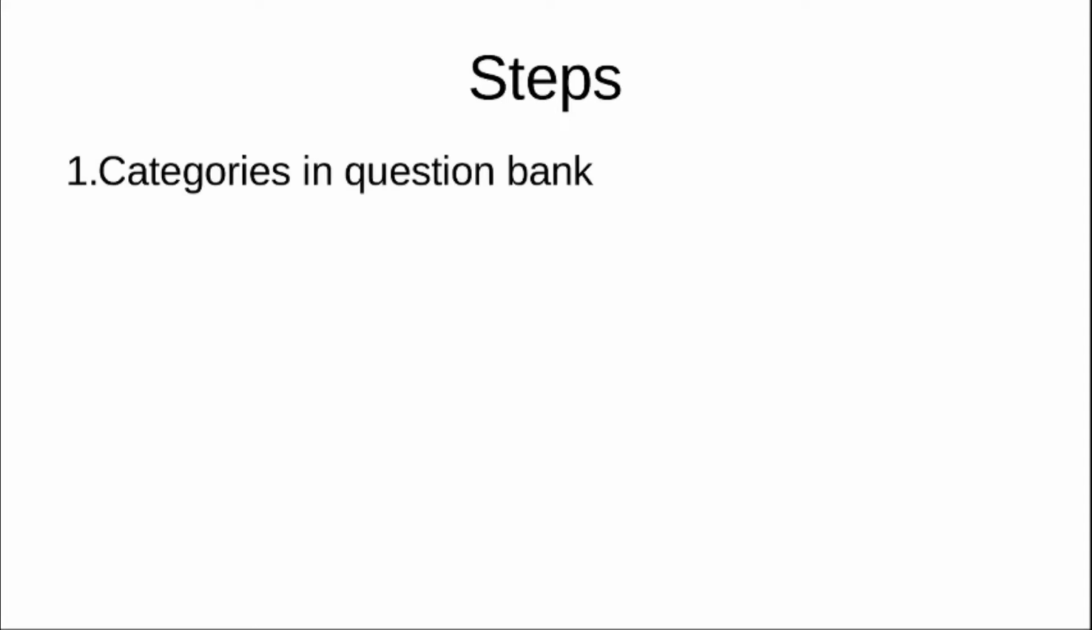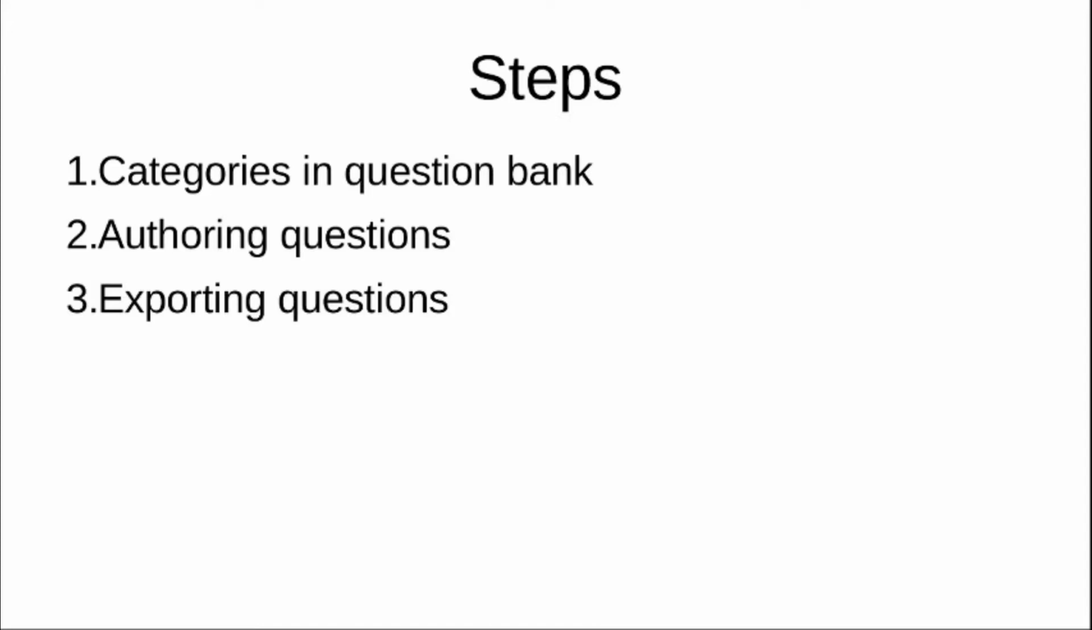So here are some tips from my side on how this process happens using Moodle. The steps are as follows. The first step is to create the categories in question bank. The second step is to author those questions. The third step is to export the questions that you have authored so that you can use them again later on. The fourth step is to import some questions from what you might have authored in the past.